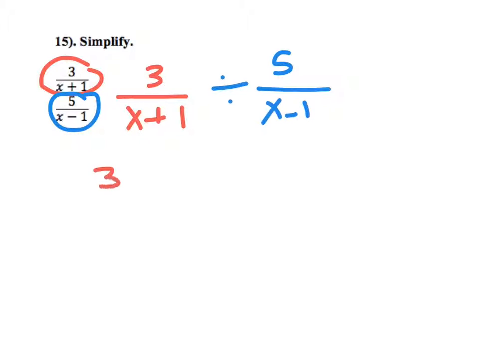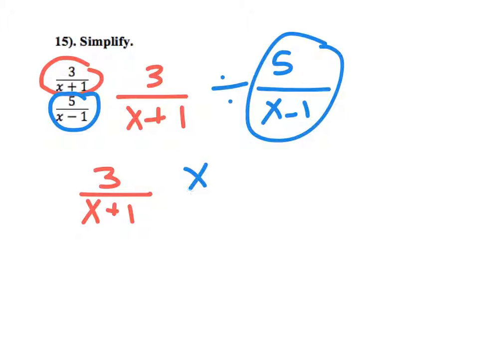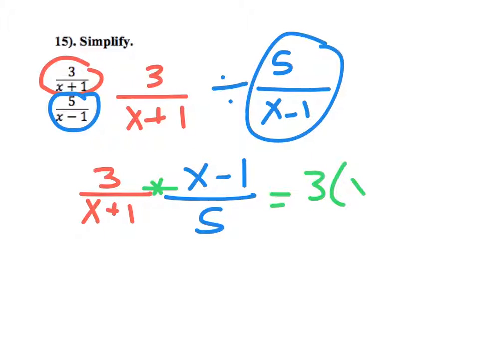Remember, your first fraction stays the same. So we have 3 divided by x plus 1. For your second fraction, you're going to flip it, and you have x minus 1 divided by 5. And then you're going to multiply. When I multiply straight across, we have 3 times x minus 1. And then the bottom, you'd have 5 times x plus 1.